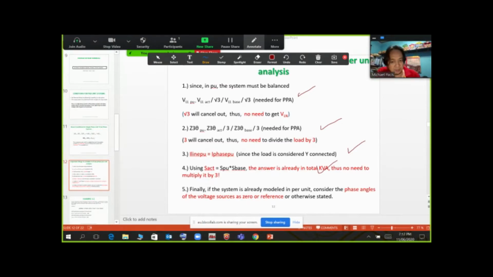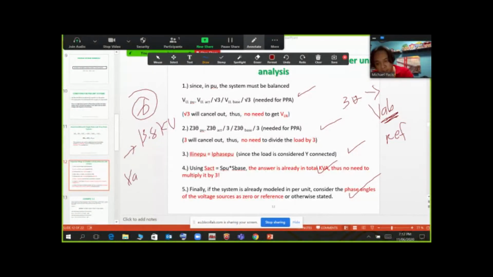One more thing, if the system is already modeled in per unit, you consider the phase angle of the voltage to be zero for reference. By the way, please take note as well that if you have a three-phase system and there's an angle in terms of the voltages, the VAB will be our reference, or the voltage at line A is our reference in terms of three-phase. There's an angle, but if there's no angle, for example, you have a generator and this is 13.8 kilovolt, it means this is automatically VAB.